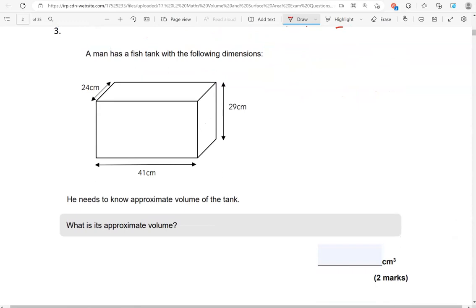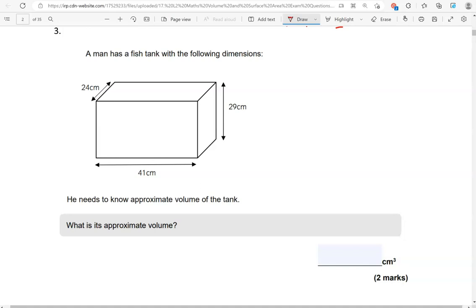A man has a fish tank with the following dimensions: 24 centimeters by 41 centimeters by 29 centimeters. He needs to know the approximate volume of the tank. What is its approximate volume? So approximate means we've got to round the numbers before we calculate.